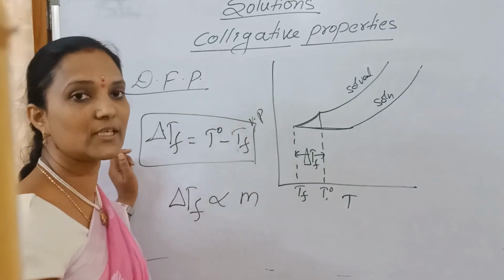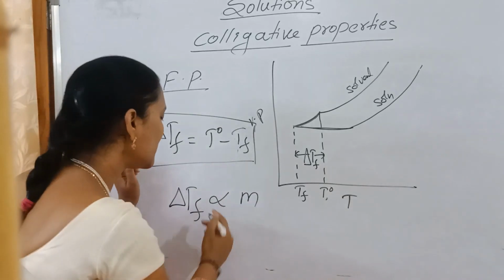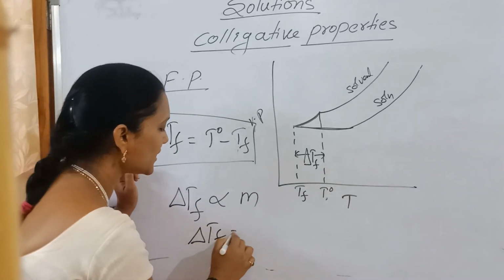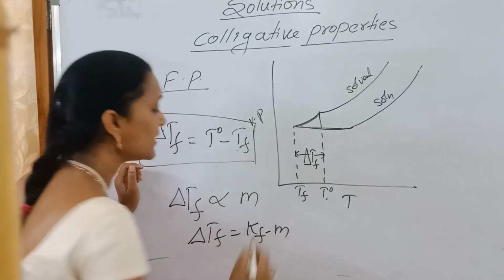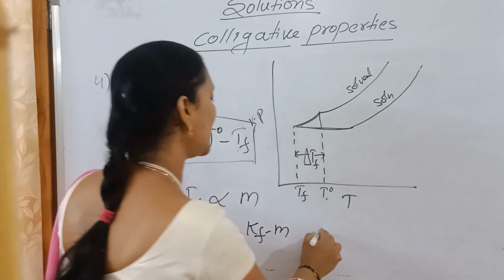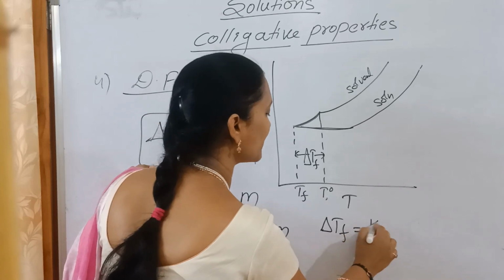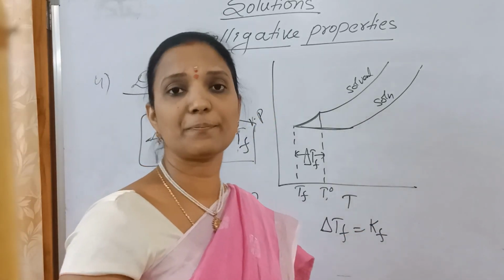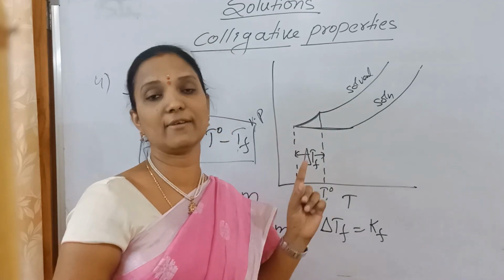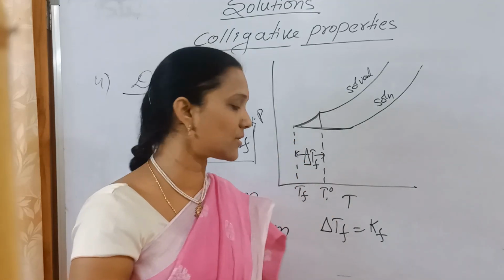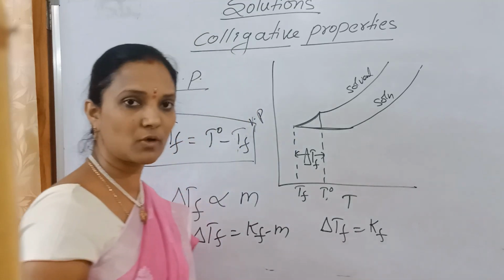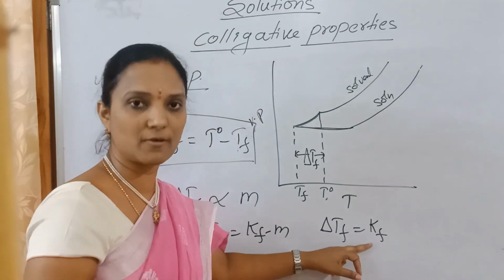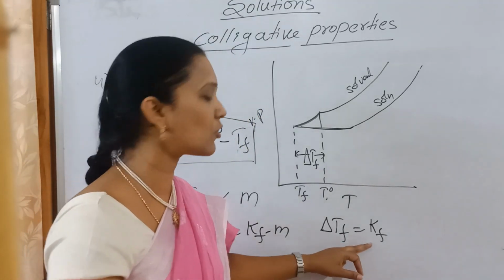Here also the concentration term is molality. Removing the proportionality, delta Tf is equal to Kf into m. If m equals 1, then delta Tf is equal to Kf. This Kf is called the molal depression constant, like the molal elevation constant or ebullioscopic constant. Its other name is the cryoscopic constant.